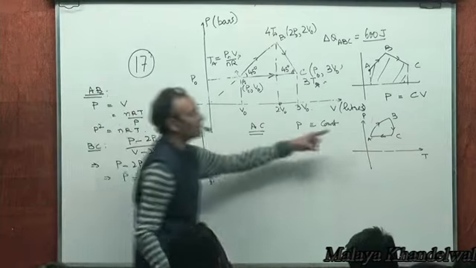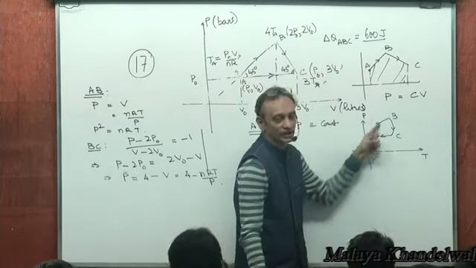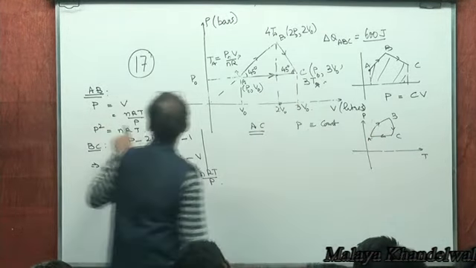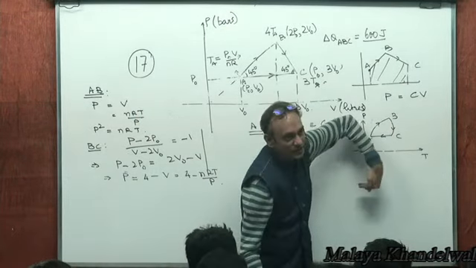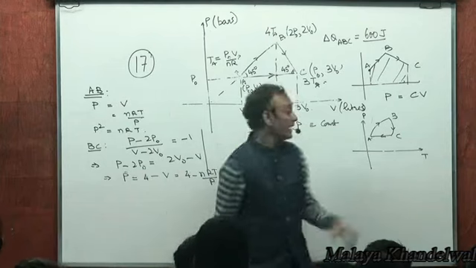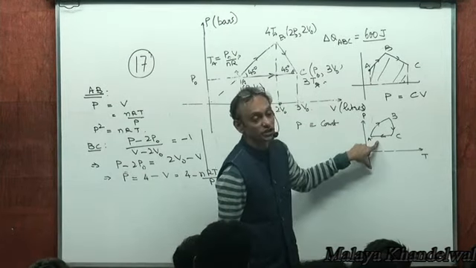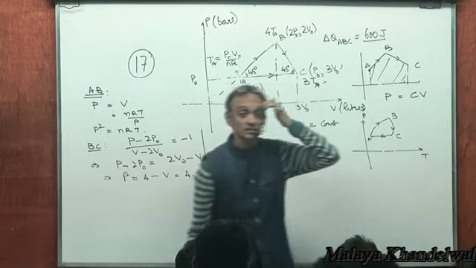This is how it will look, but I want you to check it yourself. From A to B, this parabola. From B to C, this is a parabola opening the other way, because of the minus sign. And then from C to A, a constant pressure line. You should be able to check on these things.